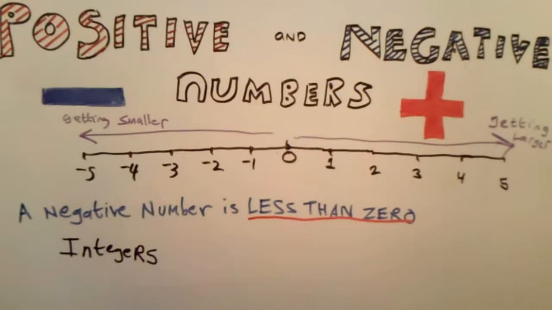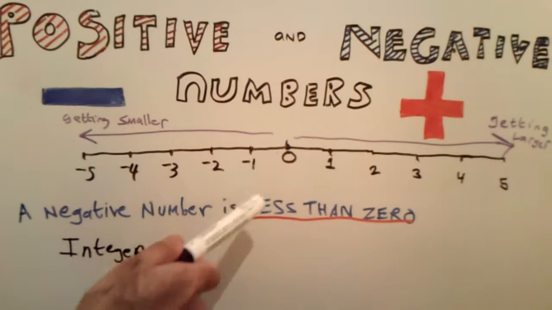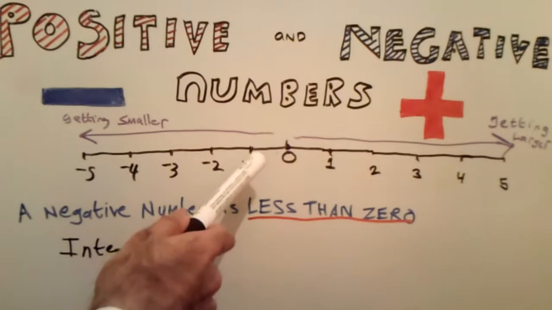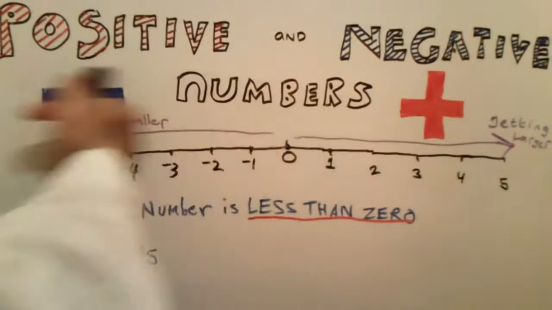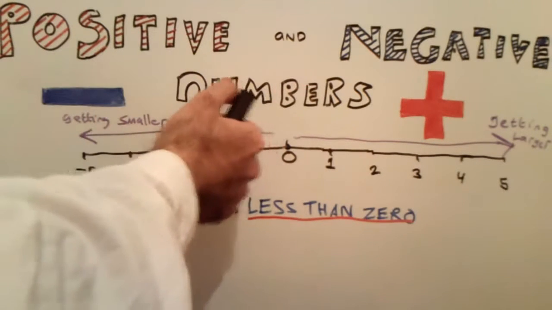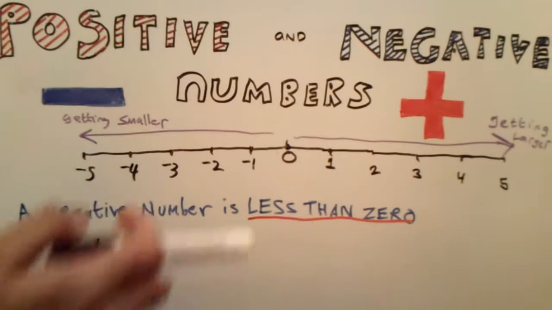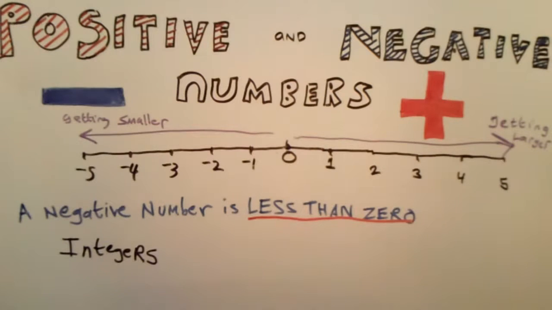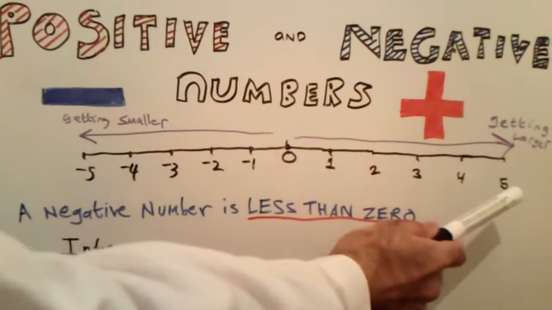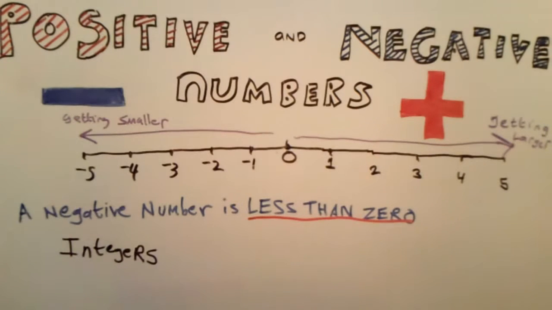And so basically any number that's below zero, we say it's a negative number. Now if we look at our number line, if we're going this way to our left, the numbers get smaller. When we go this way to our right, the numbers get larger. Now let's have a look. Is 5 bigger than 4? Yes.